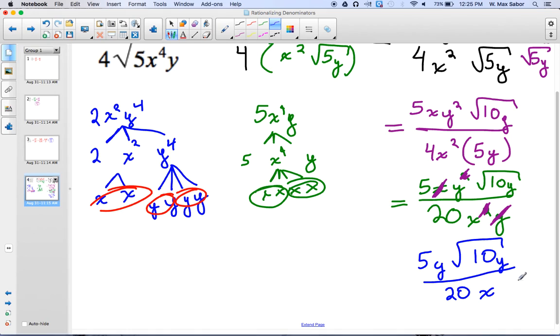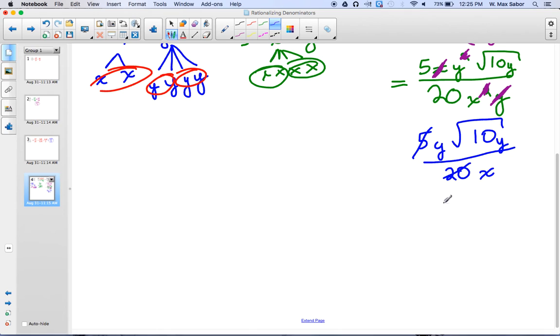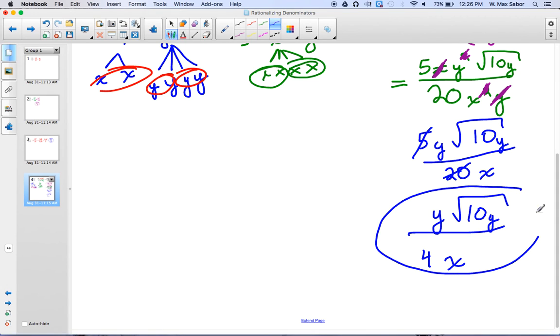Now the things that I should check for is: is there any radical in the denominator? No. Are all the radicals simplified? Yes. Are all the coefficients simplified? No. 5 divided by 20, we can divide 5 and 20, and that gives us a final answer of y times the square root of 10y. 5 and 20 become 4x. So this will be our final answer.